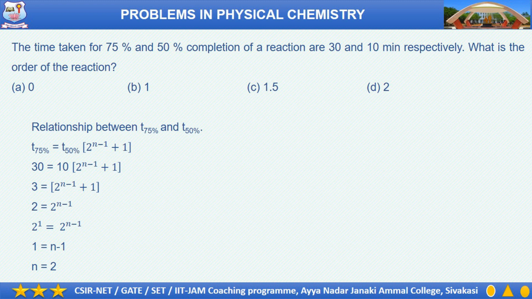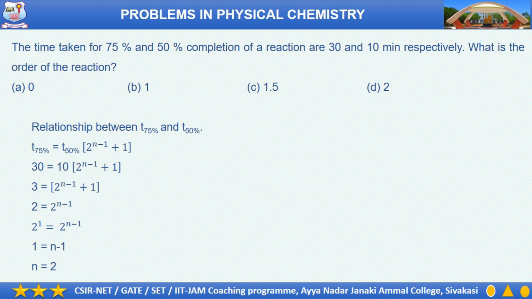This may be asked: you will be given the order of the reaction and the time taken for 50% completion, and you calculate the time required for 75% completion. Or these times are given, and you may be asked to calculate the order of the reaction. These three types of problem may be asked using this formula. Now it is given the time taken for this is 30 minutes, and the time taken for 50% is going to be 10 minutes.